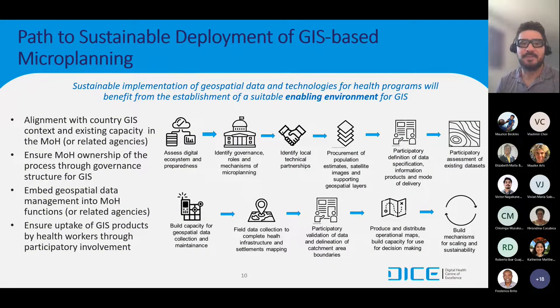Now, given that microplanning is a process that extends across multiple levels of the Ministry of Health, the path to sustainable deployment of GIS solutions necessarily requires a holistic integration with various actors in the MOH. In general, the sustainable implementation of GIS for any health program will benefit from the establishment of a suitable enabling environment for GIS, or what we also refer to as the geo-enabling environment, which is a set of elements, political, strategic, capacity, and so on, that need to be in place in the ministry or through partners to be able to sustain this deployment at the country level. A number of principles have emerged based on past experience to make this process successful.